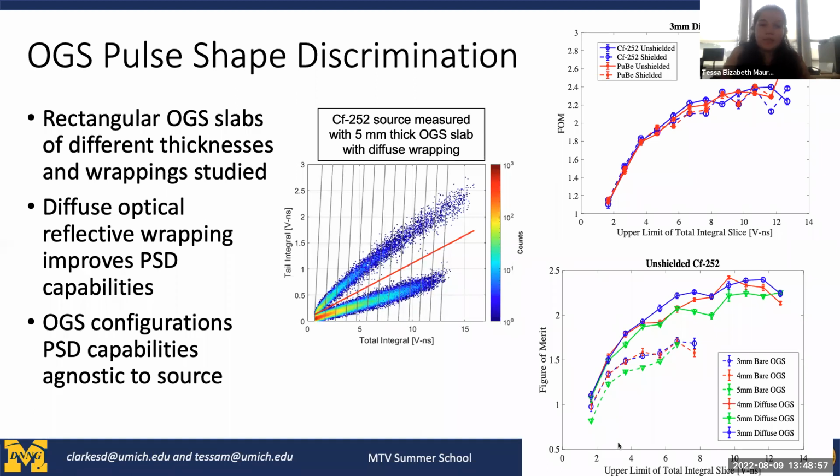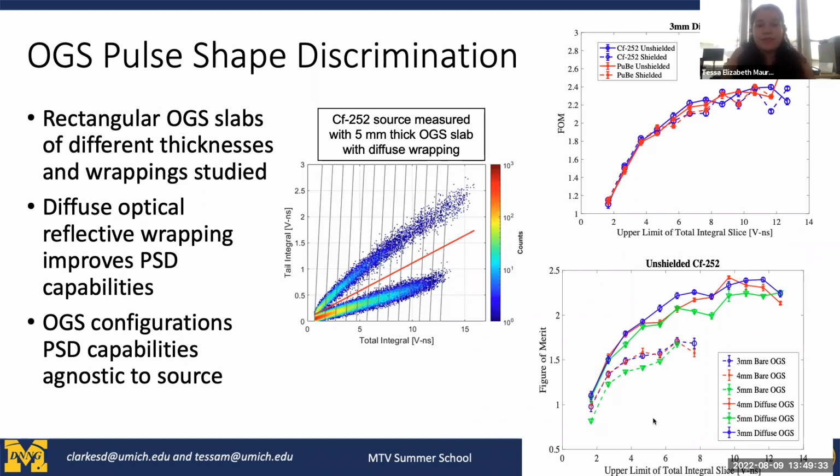If you look at the bottom right here, we have a californium-252 source. We have the upper limit of the slice plotted on the x-axis, and then the figure of merit for each of those slices on the y-axis. And we have all of our different tested configurations here. The solid lines represent the diffuse cases, the diffuse wrapping, and the dashed lines represent the bare cases. For the same color and marker, it's the same exact slab; when it's a solid line, we had that additional diffuse wrapping.